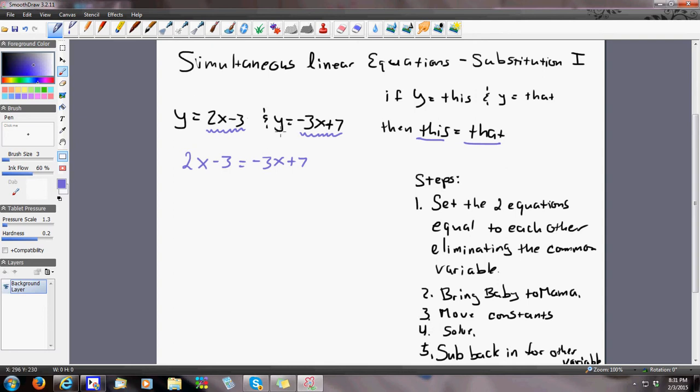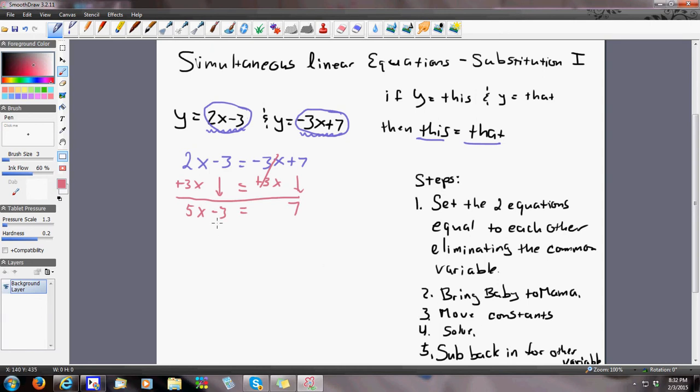My common variable was y. Because y equals this and y equals that, I can therefore say that this equals that. And you'll notice I had two variables, x and y, but now I only have one variable, and that variable is x. Bring baby to mama, and if you're unfamiliar with that terminology, all I mean is you take a look at the variables. I have a positive 2x and a negative 3x. Negative 3x is smaller, so I'm going to add 3x to both sides, and I get 5x minus 3 equals, that goes away, positive 7.